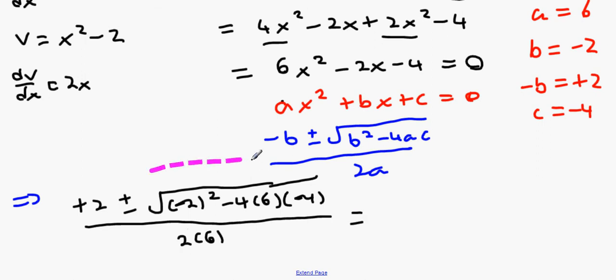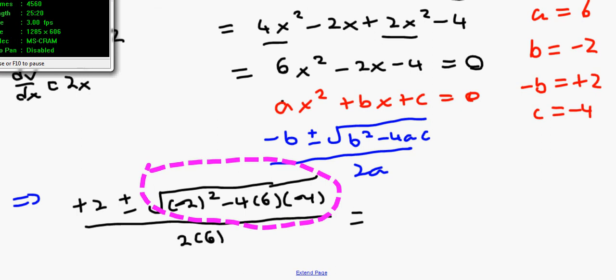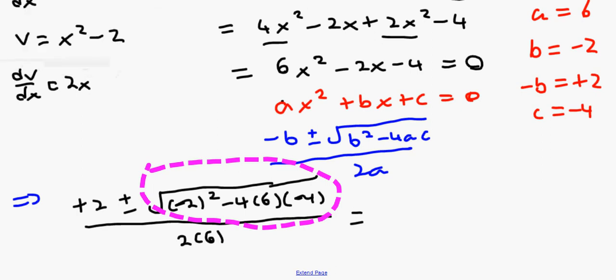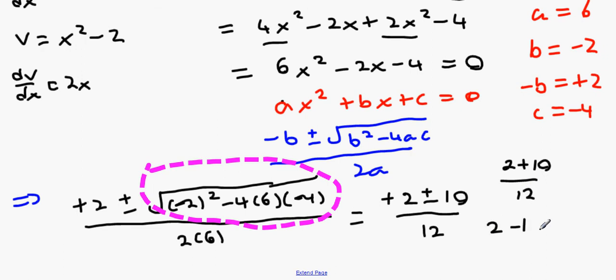This part here, in this purple circle, needs to go into your calculator straight away, and we've got to figure out what value that is. So what it turns out to be is plus 2 plus or minus 10 over 12. And what happens here is we'll get the following values: 2 plus 10 over 12, or 2 minus 10 over 12.